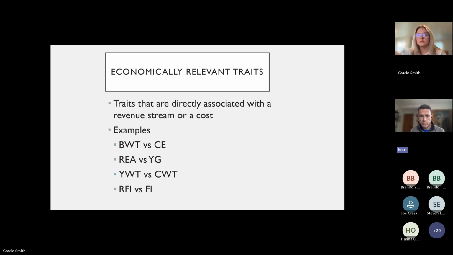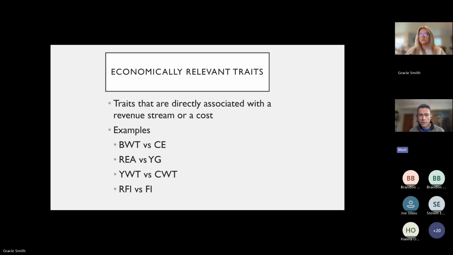So I have some examples here. BWT is birth weight and CE is calving ease. So the question would be, which of those two things is the economically relevant trait? And I would argue that it's calving ease. Birth weight is an indicator of calving ease, but it doesn't necessarily tell us the whole calving ease story. Ribeye area versus yield grade. Now there could certainly be some debate in the beef cattle industry and the value of the yield grade equation. There's a lot of debate about that right now, but as it stands today, yield grade would actually be economically relevant. Yield grade or ribeye area is an indicator of it.